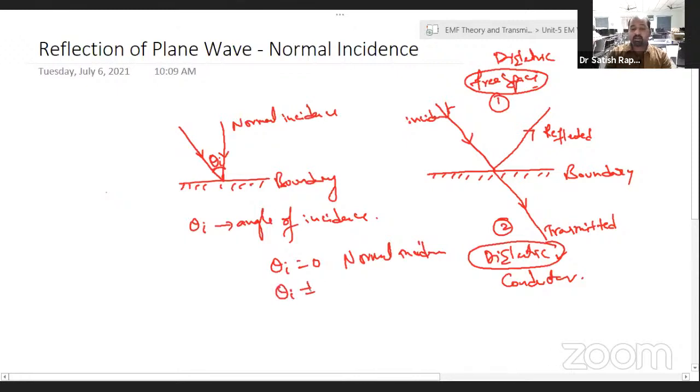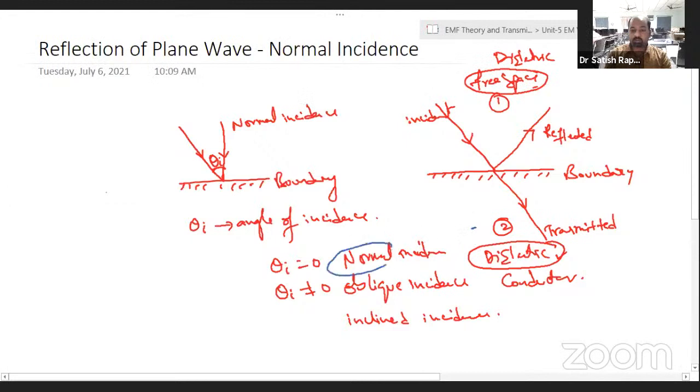When theta I is not equal to 0, it is called oblique incidence, or inclined incidence. So these are the two types of incidence: normal incidence and oblique incidence.